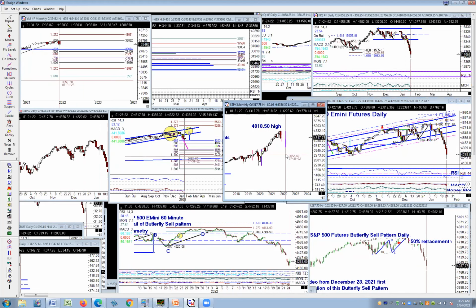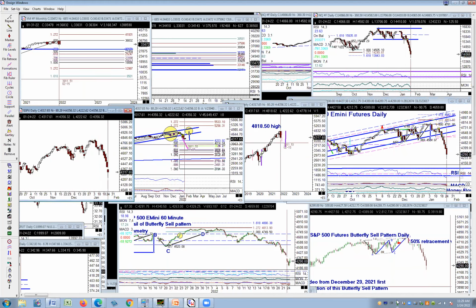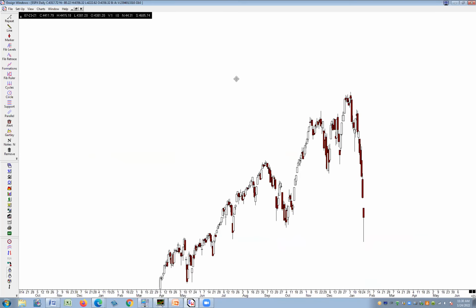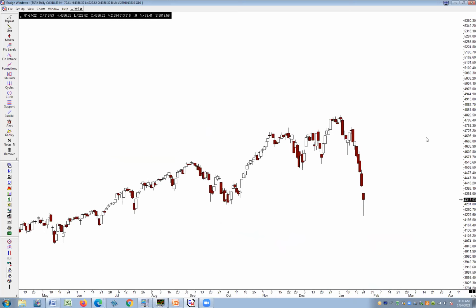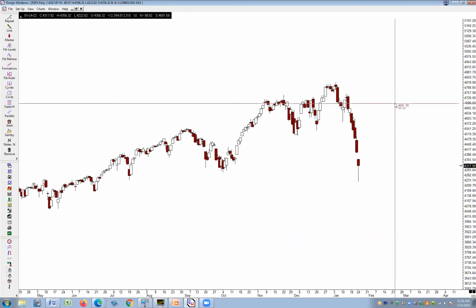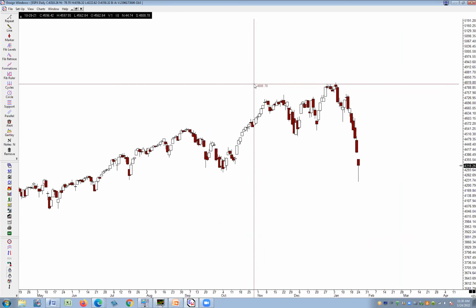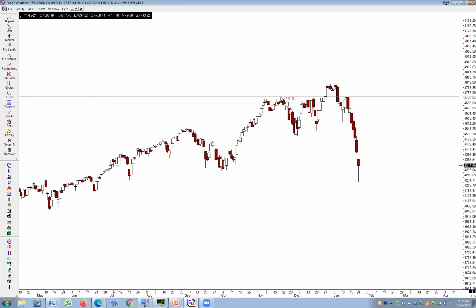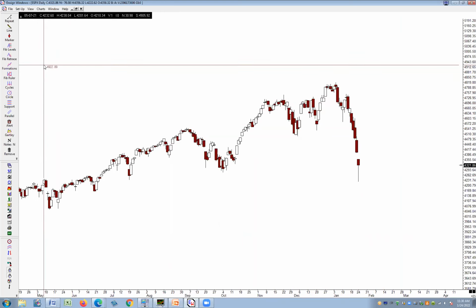So let's see, where do we want to go next? Oh, let's go over here. First of all, I'm going to show you, this is using the SPX instead of the futures. So this section here is where the butterfly sell pattern was. Well, these are patterns that you can find well in advance, and that's by watching the swings. So here, let me draw this in.